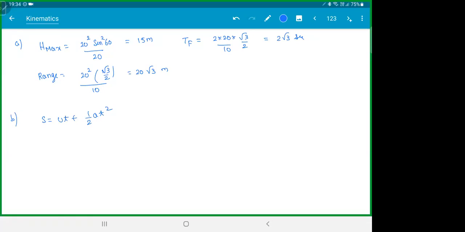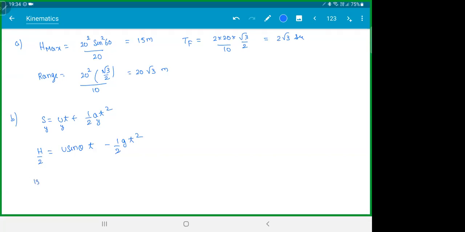It is given half of h max, meaning displacement in vertical direction is given. I know speed, I know time, right? And I know acceleration. So the only equation which fits is this. So Sy is h max by 2. Uy is u sine theta. Ay is minus g. Is this making sense? And you're done. So just dump it here.